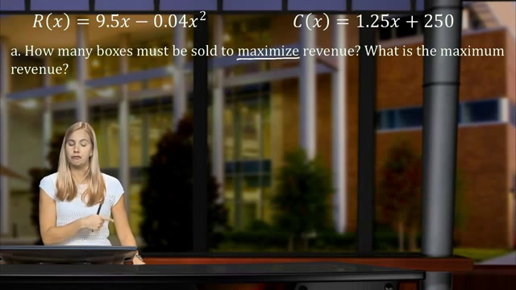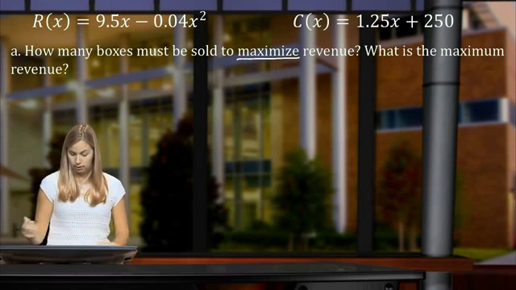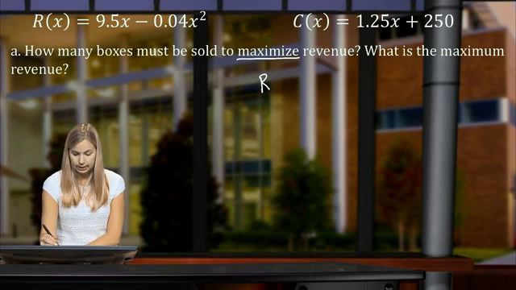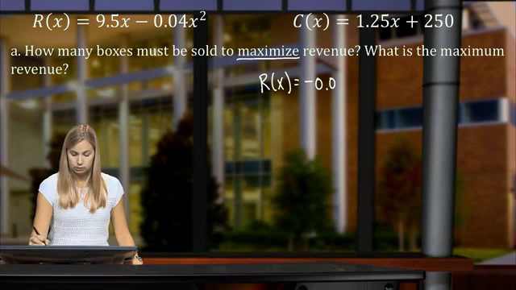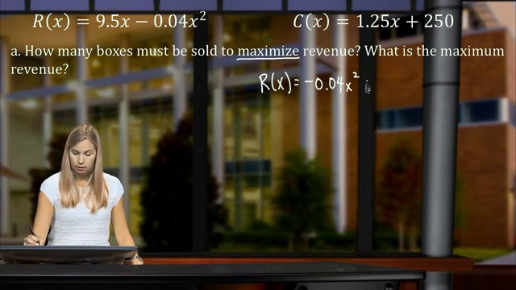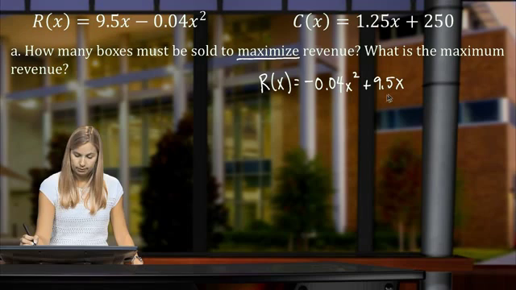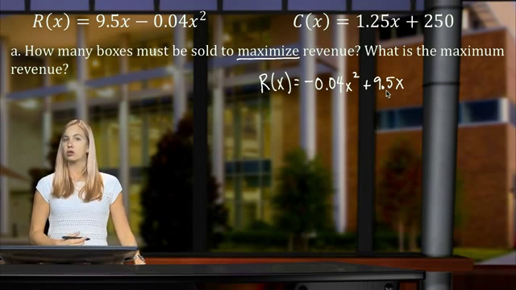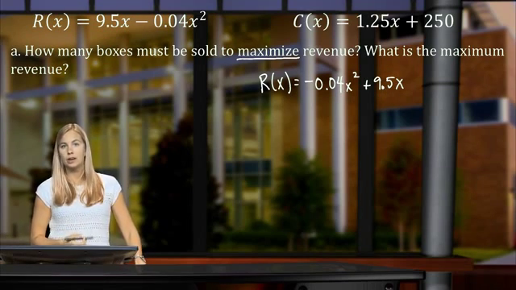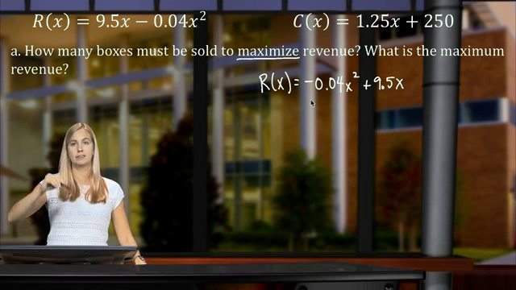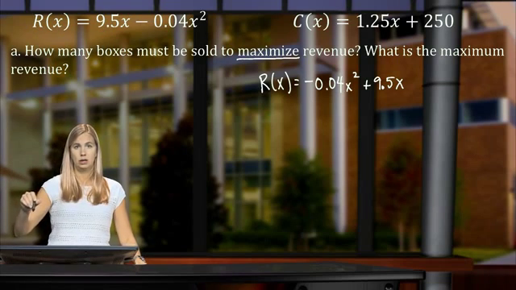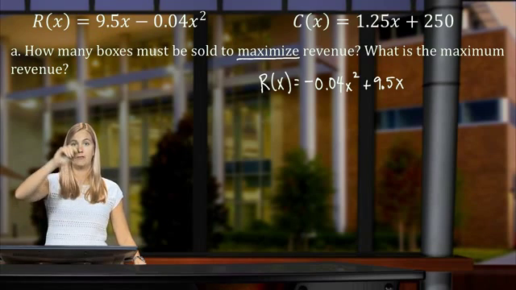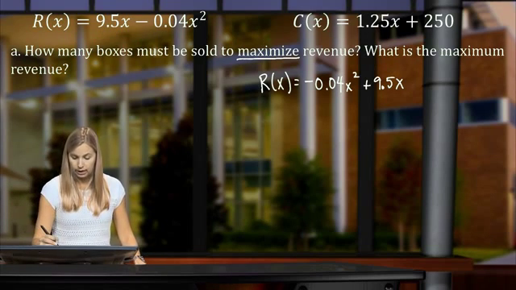Let's first look at our revenue function. Our revenue function is a quadratic. I can rewrite this so that my quadratic term is first: negative 0.04x squared plus 9.5x. And if I think about trying to find the maximum of a quadratic, where does that happen? Well, that happens at the vertex. This quadratic, R of X, if you can visualize it, since that lead coefficient is negative, it's going to open down, isn't it? Which means that the maximum revenue is going to occur at the vertex.